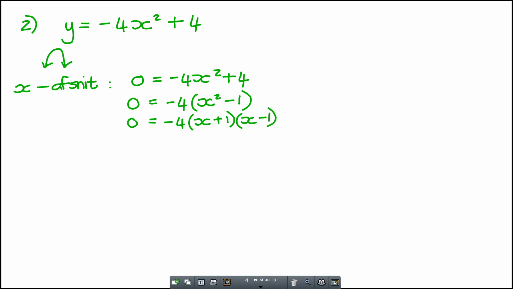Okay, which means that x will be 1 or x will be minus 1.